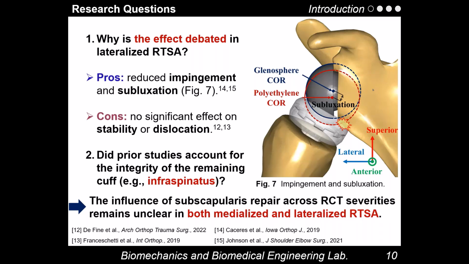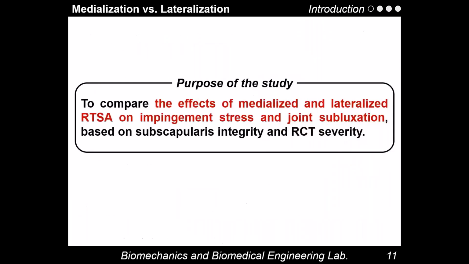This fundamental gap in our knowledge is what we aim to address in this study. We want to determine how these repair outcomes vary depending on both the implant designs and the underlying cuff tear severity. Therefore, the purpose of this study was to compare the effect of medialized and lateralized RTSA on impingement stress and joint subluxation based on subscapularis integrity and rotator cuff tear severity.